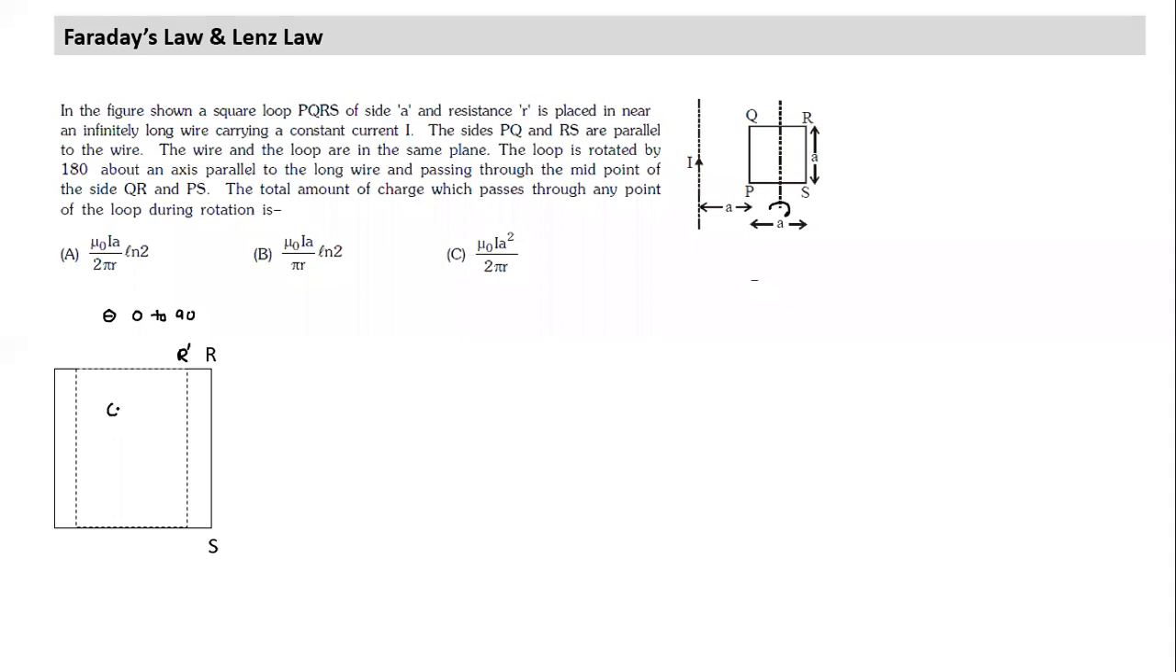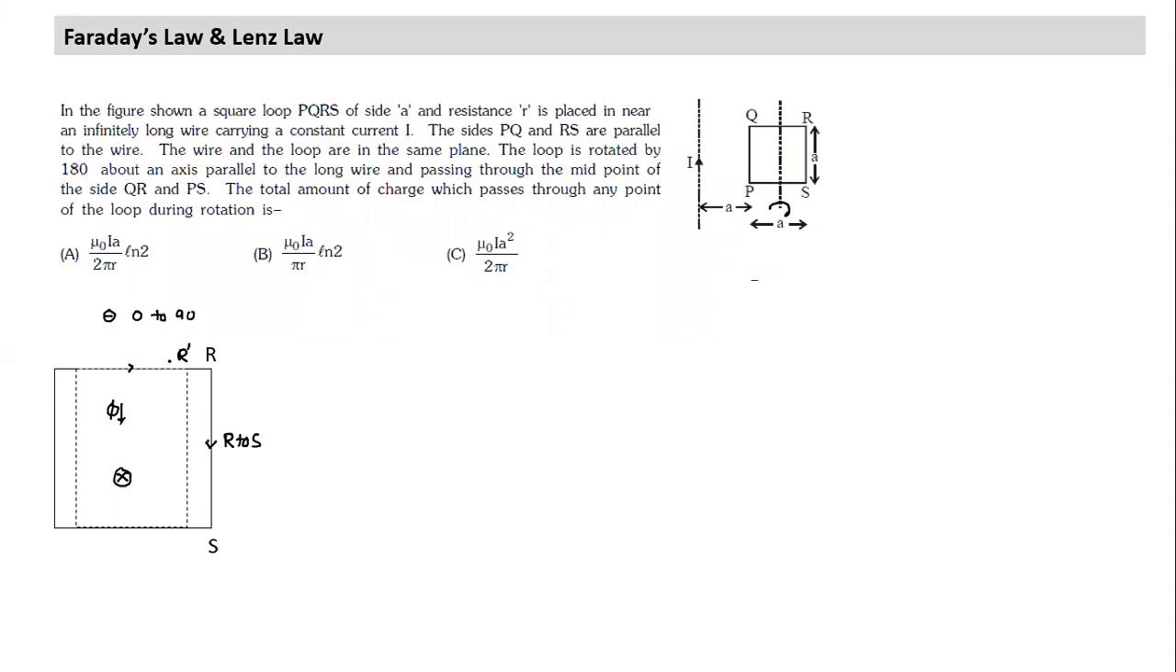Flux will decrease. Here the flux is decreasing, and the direction of the magnetic field is like this. If the flux is decreasing, what will be the direction of the current? I hope you understand this is the direction of the field. As we rotate, the area will keep on decreasing, and if area decreases, flux will decrease. Hence the induced current will be in the same direction as the field. So that will be the direction of the induced current. With this induced current, the charge flow will be from R to S. That's how the charge will flow in this branch.